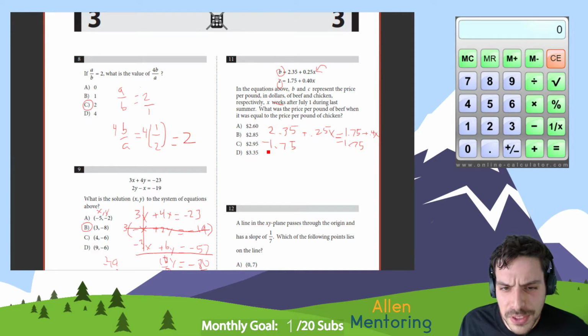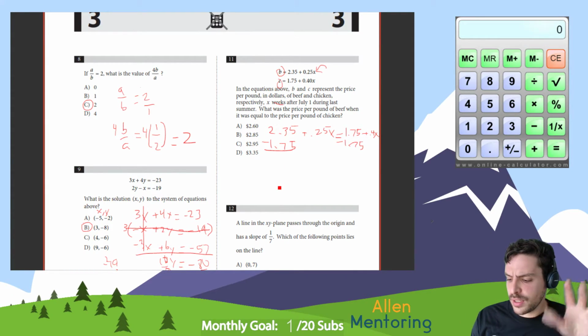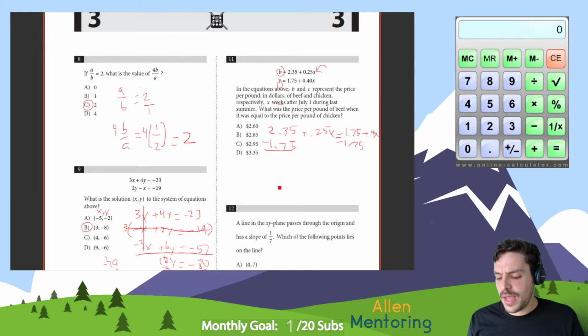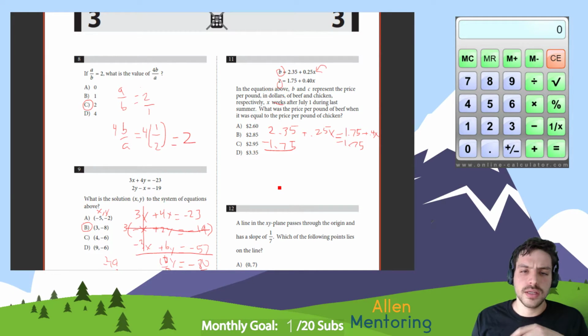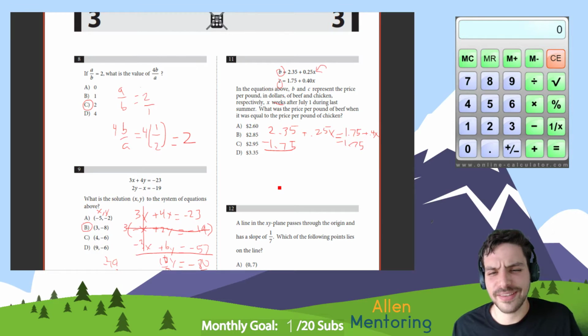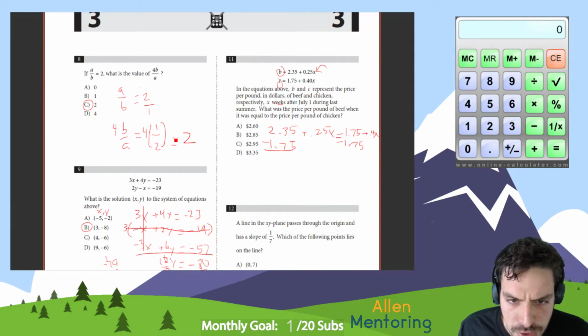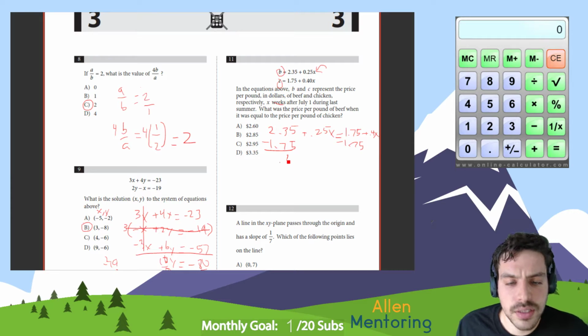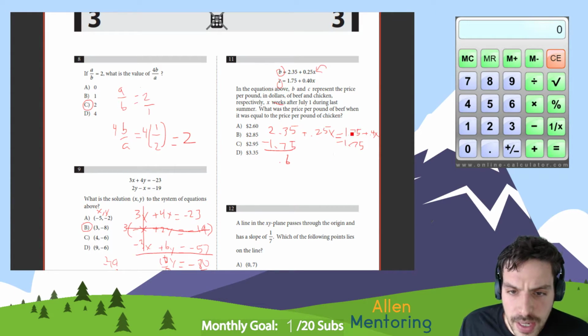All right, and I apologize for the chicken scratch. I promise, as I get used to this drawing pad and the PDF writer, it'll start to get a little better. So what is 2.35 minus 1.75? I believe that is 0.6. Okay, and then we see that 1.75 minus itself is canceled out. And then what we're going to do is subtract 0.25x from both sides.